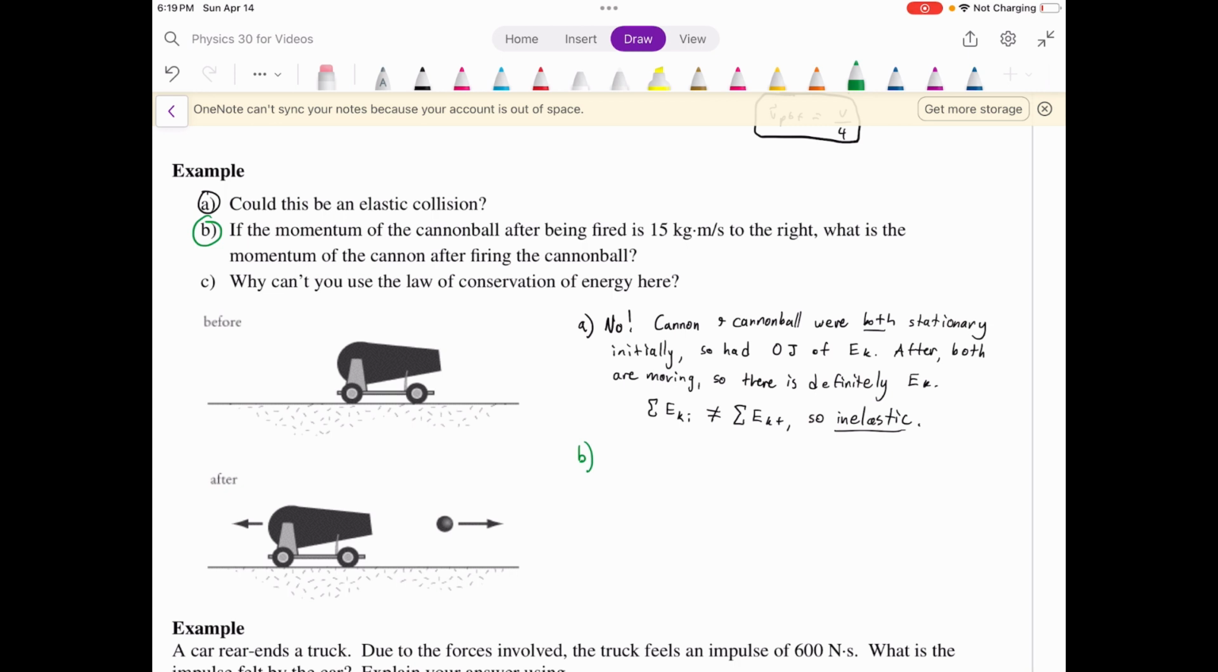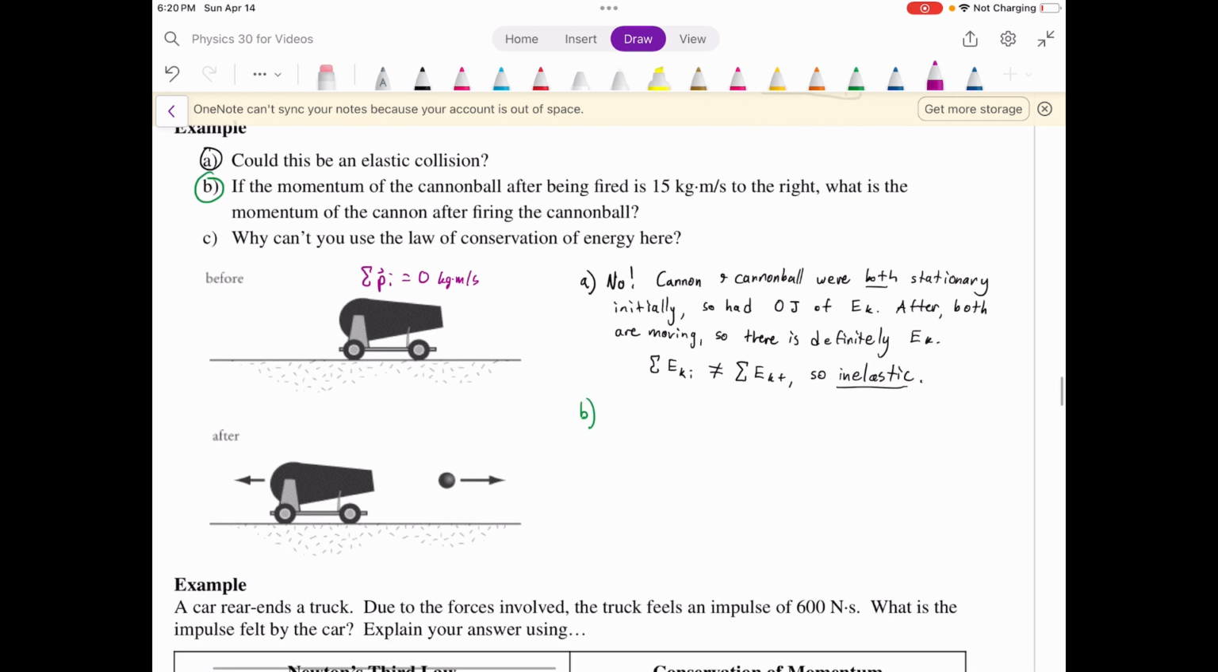Now, part B asks us: if the momentum of the cannonball after being fired is 15 kilogram meters per second to the right, what is the momentum of the cannon after firing the cannonball? Well, we can actually just think about this. Initially, neither is moving. P equals mv. If v is 0, our total initial momentum is 0, right? So without even thinking about it, what must our total final momentum be? 0. It must be, by the law of conservation of momentum, right?